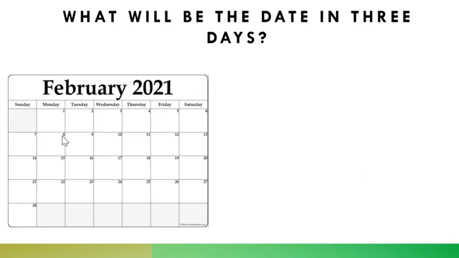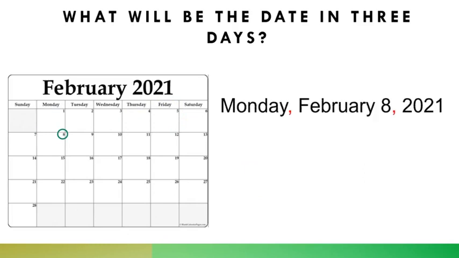To count the days, I count to the right for the days after, and then to the left for the days before. And I would write that as Monday, February 8th, 2021.